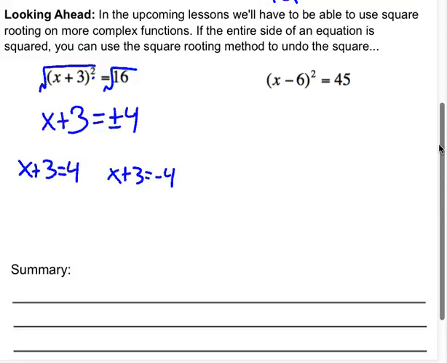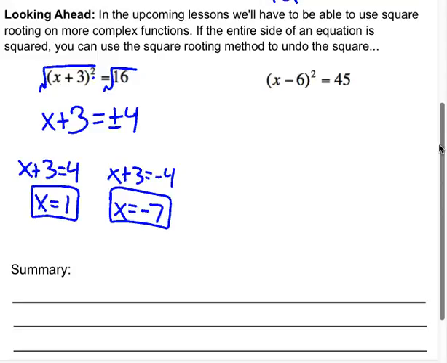So this time, your two solutions are a little bit different. You get 1 and negative 7 as your solution. So again, you're going to see a whole lot more of this in the next section, but that's why I just want to expose you to this idea now, so you kind of get a glimpse at what's happening here.